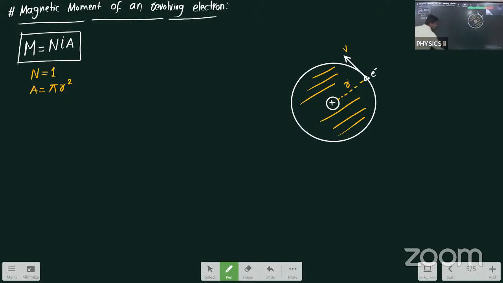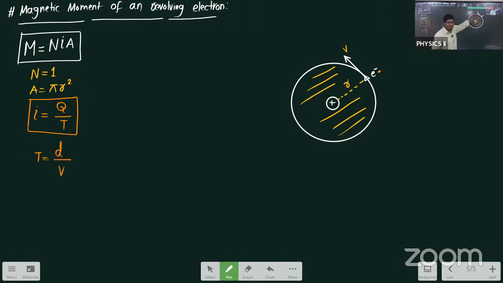So we know that electric current is defined as the rate of flow of charge. What is the definition of electric current? Electric current is defined as charge per unit time. Let us determine the time taken by this electron to start from this particular position and again reach this particular position. We know that velocity is distance by time, so I can write time t is equal to distance by velocity.